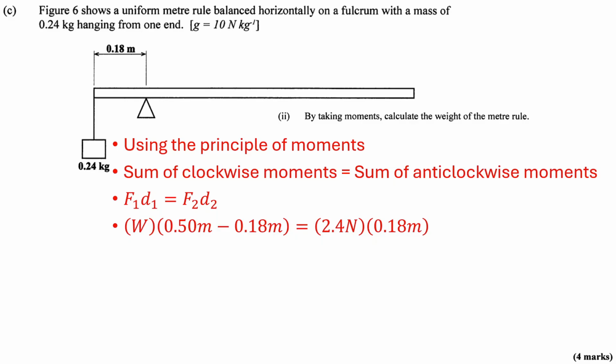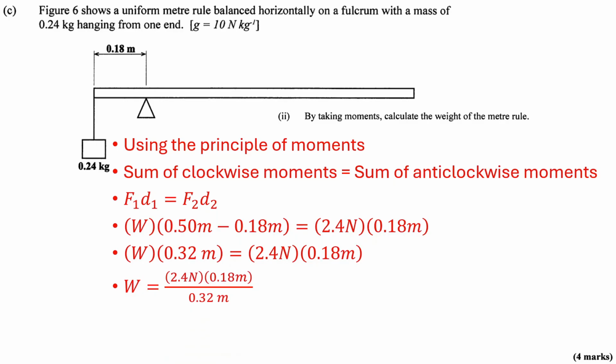And then the anti-clockwise moments will be 2.4 newtons times its distance of 0.18 meter. So 0.50 minus 0.18 will give you 0.32 meters. So to find W, we will transpose and divide by 0.32 meters. Meters will cancel out, we'll be left with newtons. When we calculate this, we'll get that the weight is 1.4 newtons.